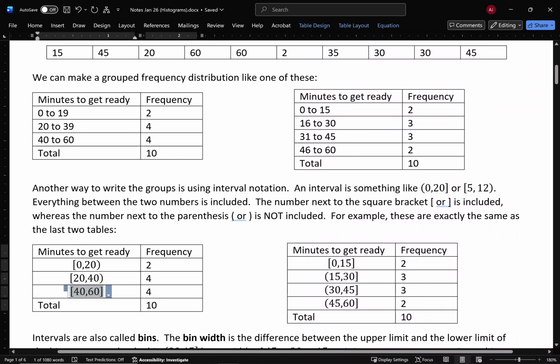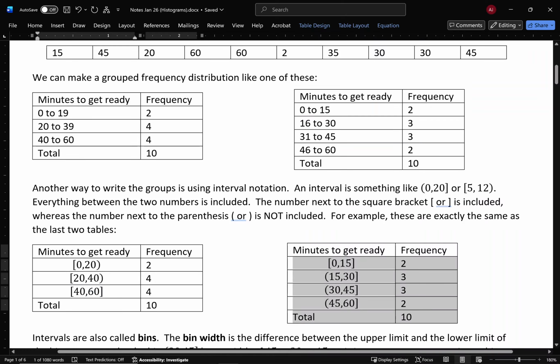And then for the last one, I mean, we have to put 60 somewhere. So unlike the first two intervals, this has two square brackets. You'll always have one interval that's a little bit different from the others because the endpoints have to go somewhere. So this includes 40 and 60 and everything in between.